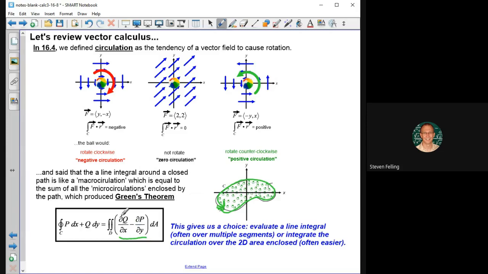It gives us a choice. You can either evaluate the line integral along all the segments of the path, which is kind of a pain if you say have a triangular region and you have to do that over 3 parameterized paths, or you can switch to adding up the circulations over the double integral.